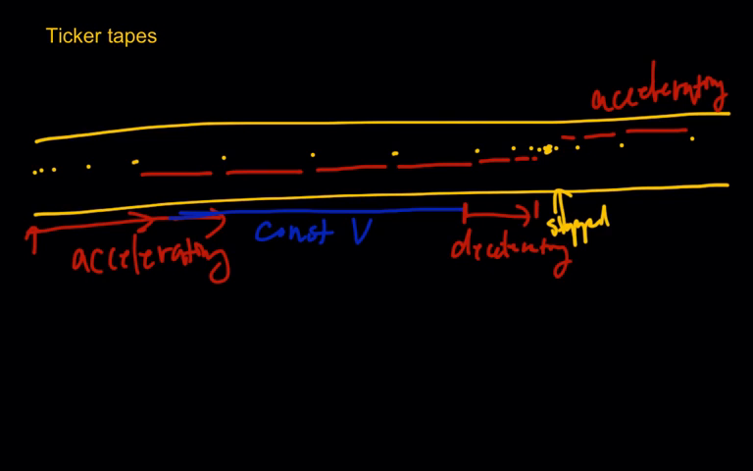We're accelerating, going faster and faster and faster, and then nice constant velocity, and then we started slowing down and were stopped. And then we started accelerating again. And that's what we can figure out from ticker tapes.